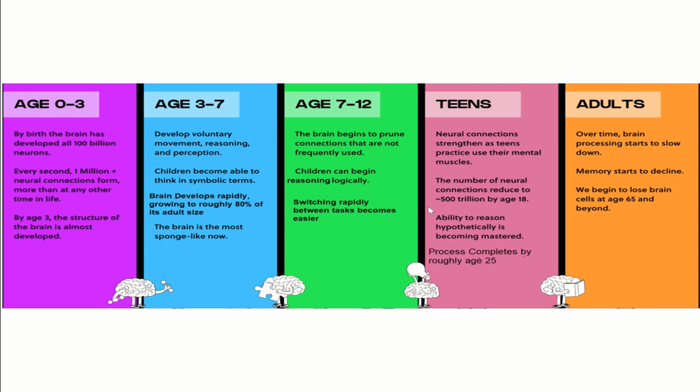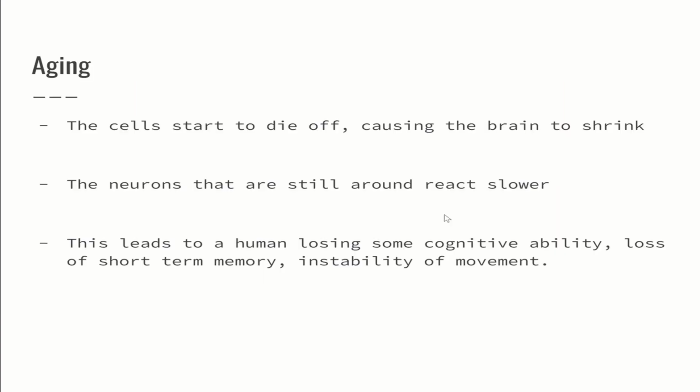And then we do start to see some brain processing starting to slow down over time, and memory also starts to decline. Normal aging, we do start to see some cells start to die off, and the brain does start to shrink slightly, and we do start to see some cognitive loss, particularly around short-term memory, and we see some instability in movement. So the cerebellum starts to lose some reactivity.